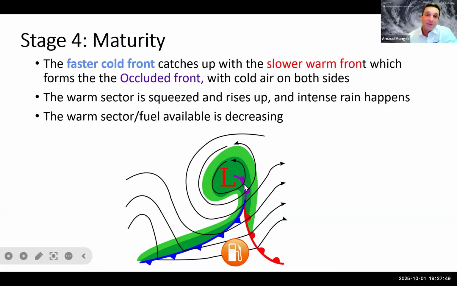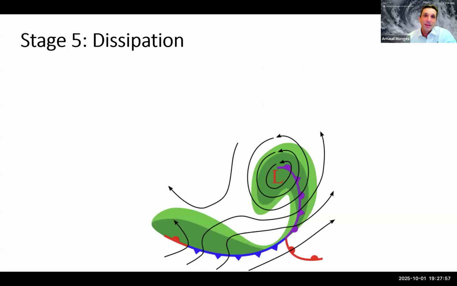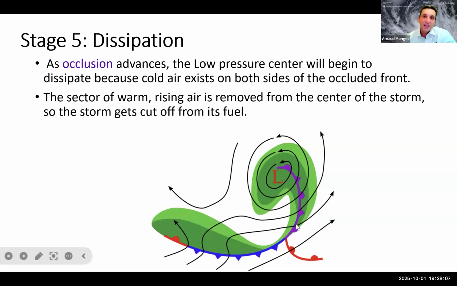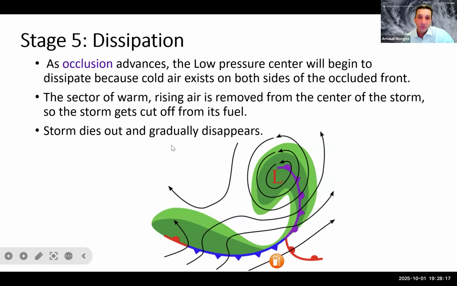So when you start having occlusion, you can say this is the maturity, the beginning of the end of the system. And this is what we get in the last phase: the dissipation, okay? The occlusion is just advancing, using all the energy, and we just end up with very little fuel left over. And what will happen is the storm is going to die and gradually disappear. So I hope this conceptual model is clear. This is really a concept.